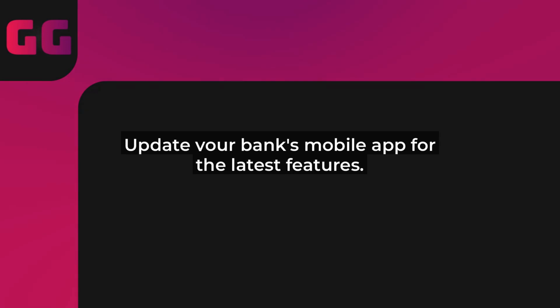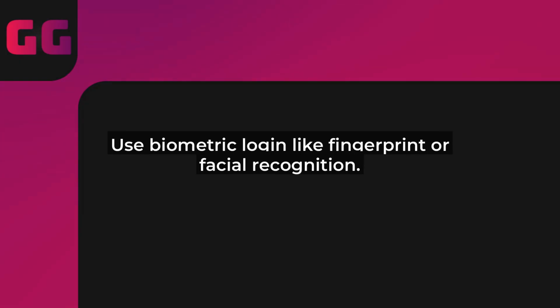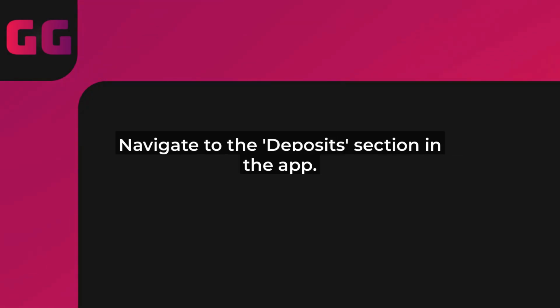First things first, make sure you have the latest version of your bank's mobile app installed on your smartphone. In 2025, most banks use advanced features like biometric login, so you'll probably use your fingerprint or facial recognition to get started. Once you're logged in, head over to the Deposits or Mobile Check Deposit section. It's usually right on the homepage for easy access.